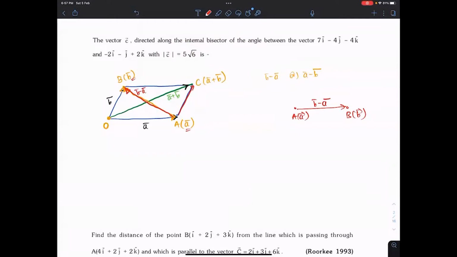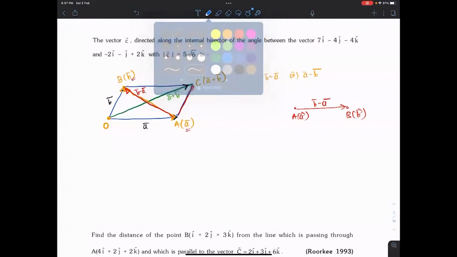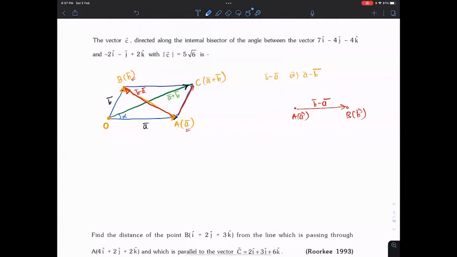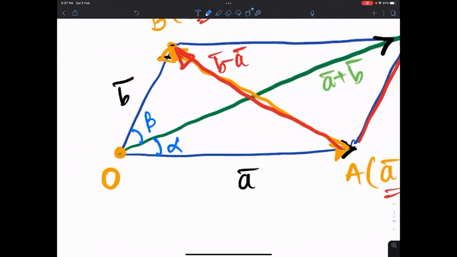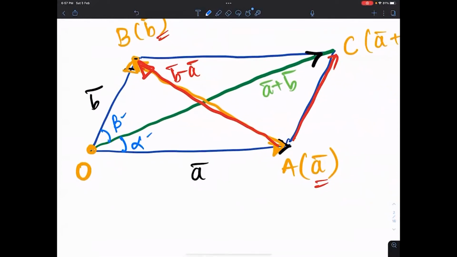Okay. Now if I ask you, in a parallelogram, does the diagonal, any diagonal you take, divide this angle into equal parts? Is alpha equals to beta? That is my question. So this diagonal is there. Will it divide into two equal angles, alpha, beta? The answer is no. Okay. Why? Because if this is beta, then this must be beta.